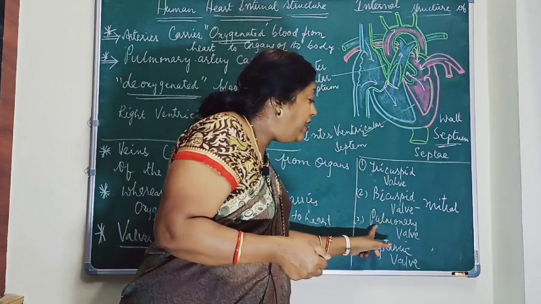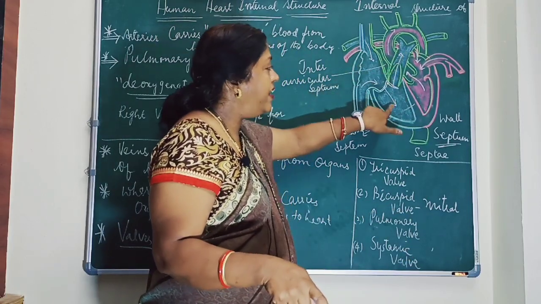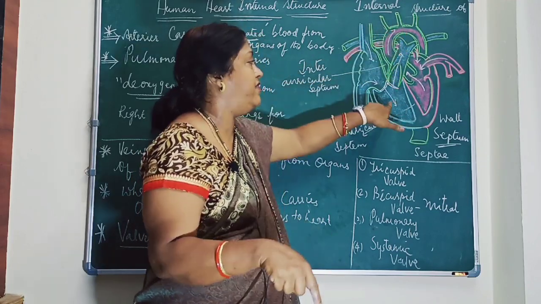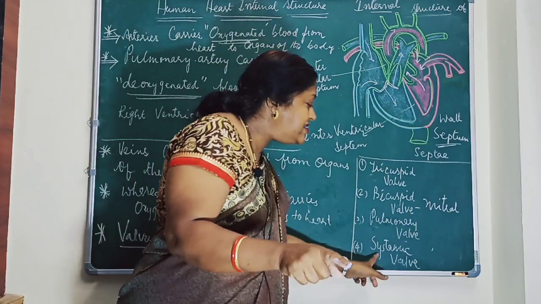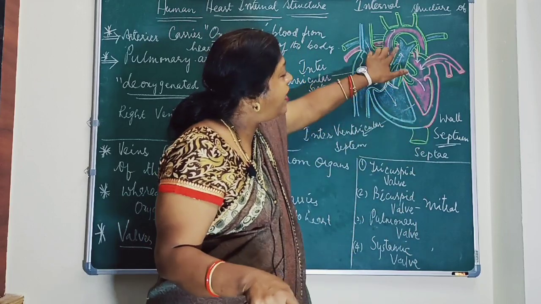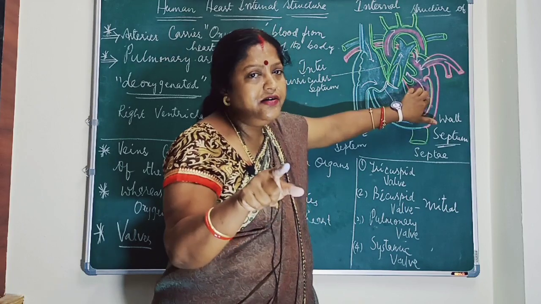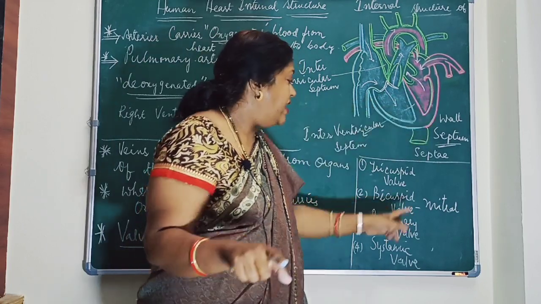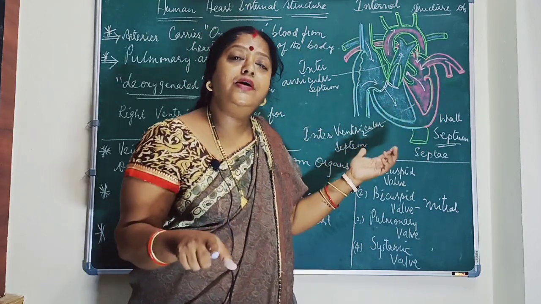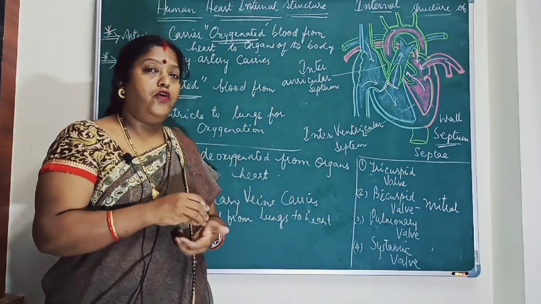Understood? Next, pulmonary valve is present at the origin of pulmonary aorta in the right ventricle. Okay, so we have already learned pulmonary aorta originates from the right ventricle. Similarly, systemic valve, it is present at the origin of systemic aorta. You can see in the diagram, this one is systemic aorta and the left ventricle. Okay, so like this, there are four valves present at different locations, and it allows the blood to flow in only one direction and prevents the backward flow of the blood.